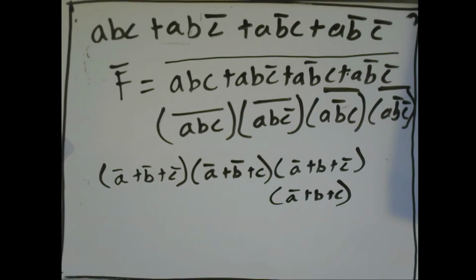All right, any questions about that? So typically when you have to go from a POS to SOP or vice versa, you're going to use De Morgan's law to change the signs and manipulate the equation. So it's important to understand how De Morgan's law works and all that good stuff.